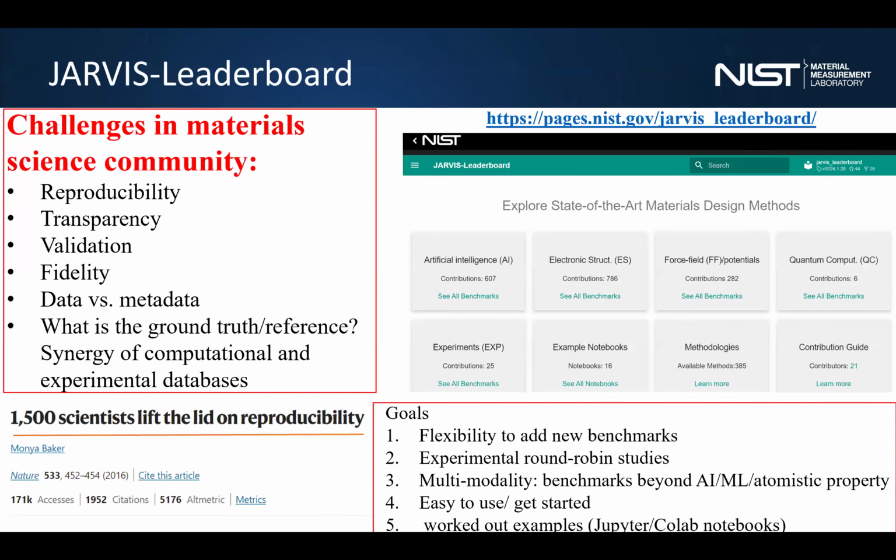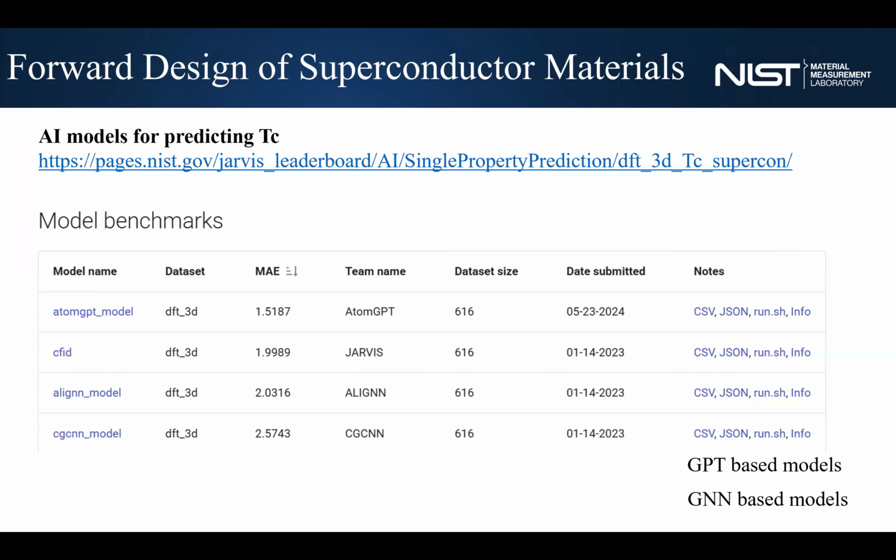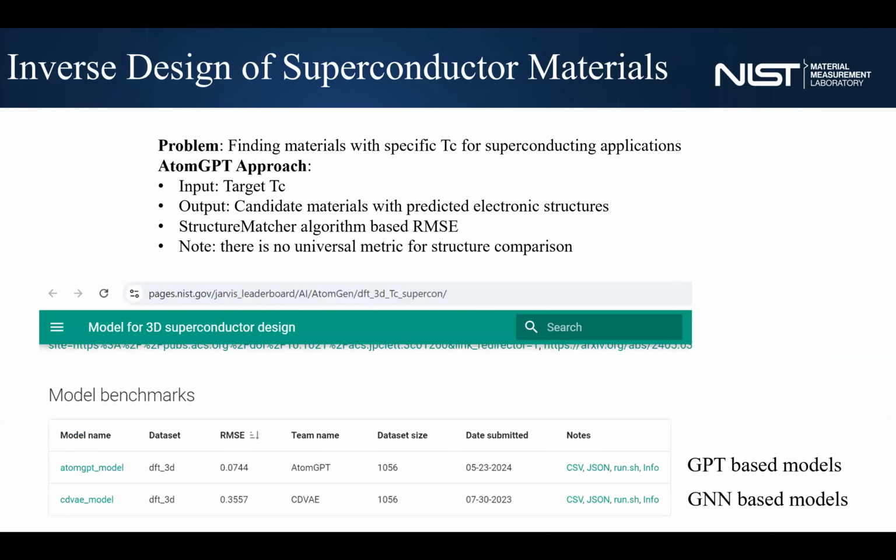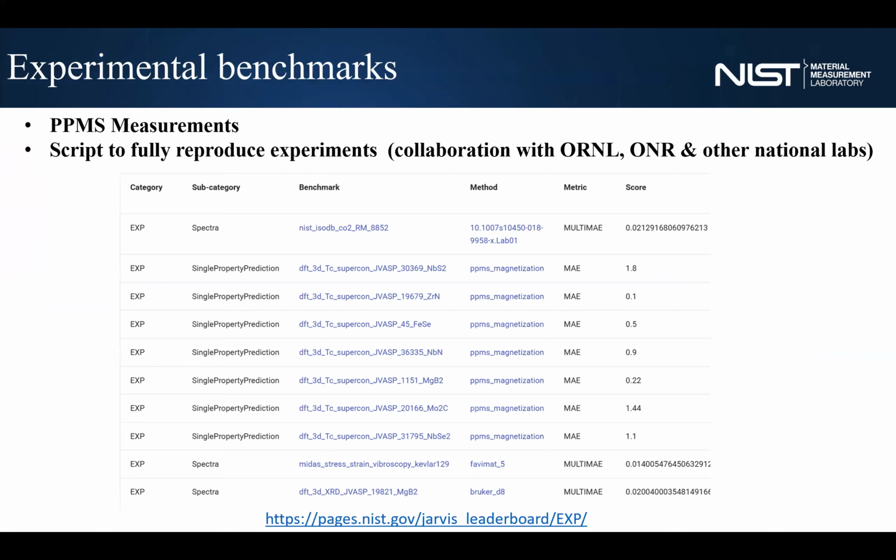I'll just quickly show you a few of them. There's forward design of predicting Tc with the GPT model, CFID model, and CGCNN model. There's similarly inverse material design, with the GPT model and the CDVAE model. Now if you have a new model, you can add it here, and it will enhance the visibility of your work, and also reproducibility. Not just theory, but we also have experimental benchmarks.